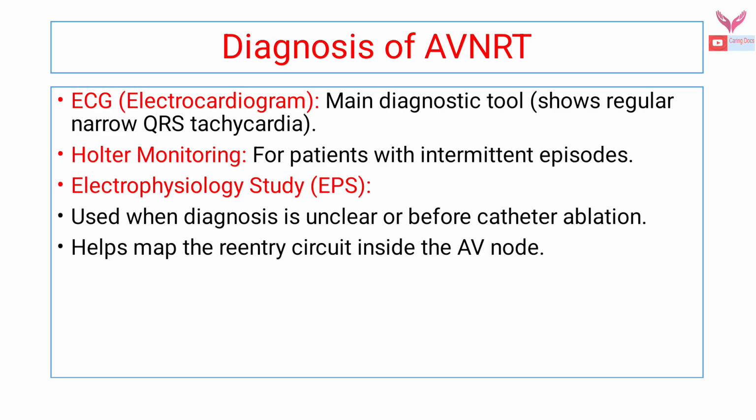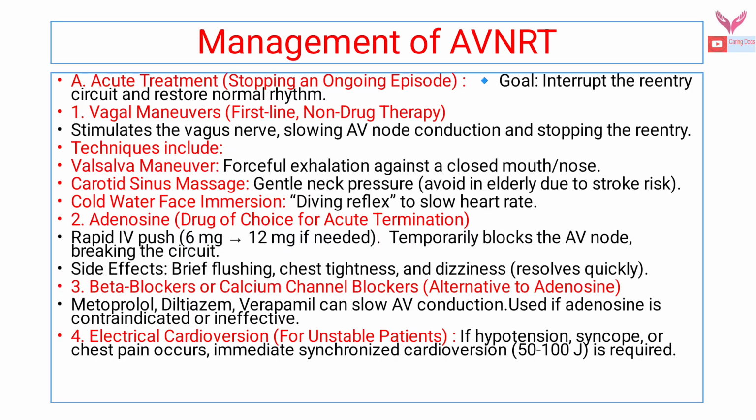Diagnosis of AVNRT is based on the ECG, which shows regular narrow QRS tachycardia and other features which I have already discussed. Holter monitoring is done for patients with intermittent episodes, and we can do electrophysiological studies also, when the diagnosis is unclear or before catheter ablation. It may help map the re-entry circuit inside the AV node.